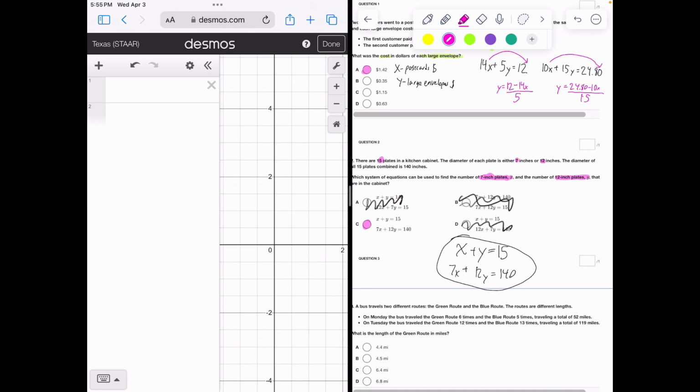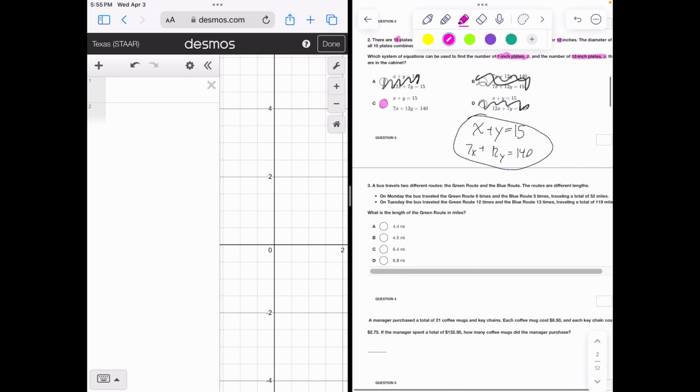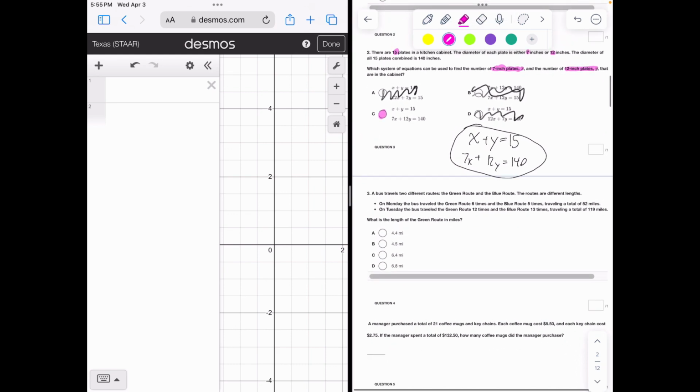All right. I'm going to do about 4 more of these. Move these up. Number 3. A bus travels 2 different routes, a green route and a blue route. The routes are different lengths. We do know that on Monday, the bus travels the green route 6 times and the blue route 5 times for a total of 52 miles. On Tuesday, the bus travels the green route 12 times and the blue route 13 times, going 119 miles. We're looking for the length of the green route only.